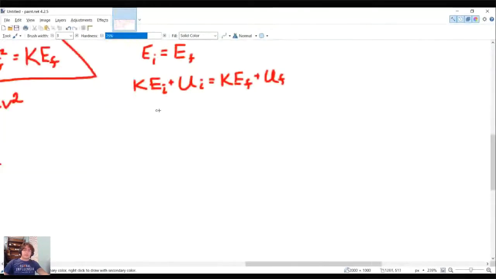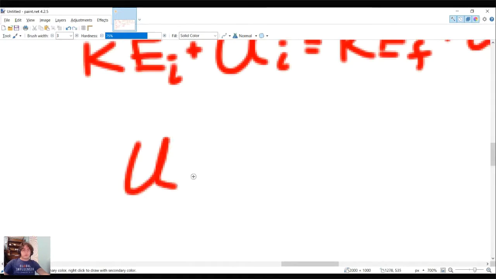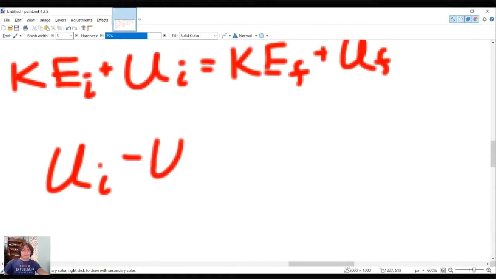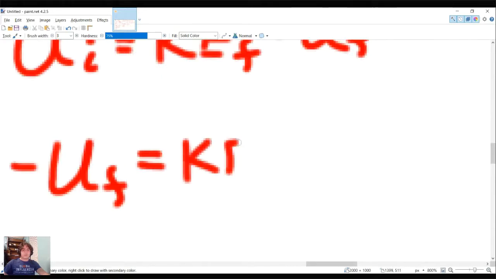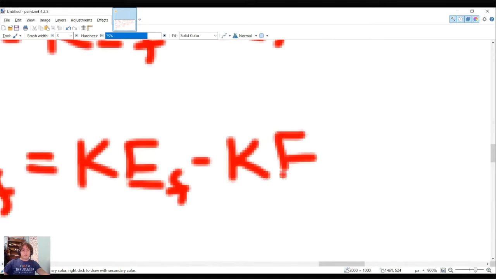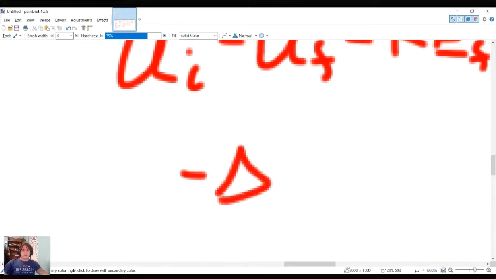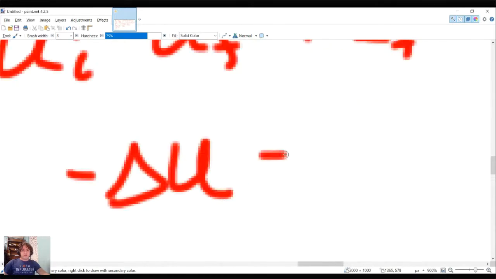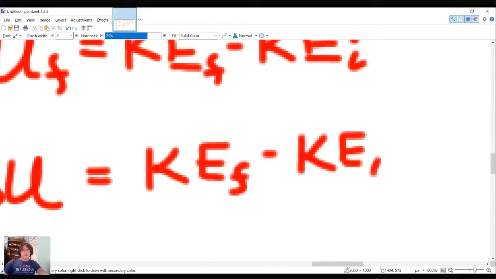So we can rearrange some terms, and we get Ui minus Uf equals the change in kinetic energy, KEf minus KEi. This is basically just negative delta U equals KEf minus KEi, and this is actually how a force is defined.